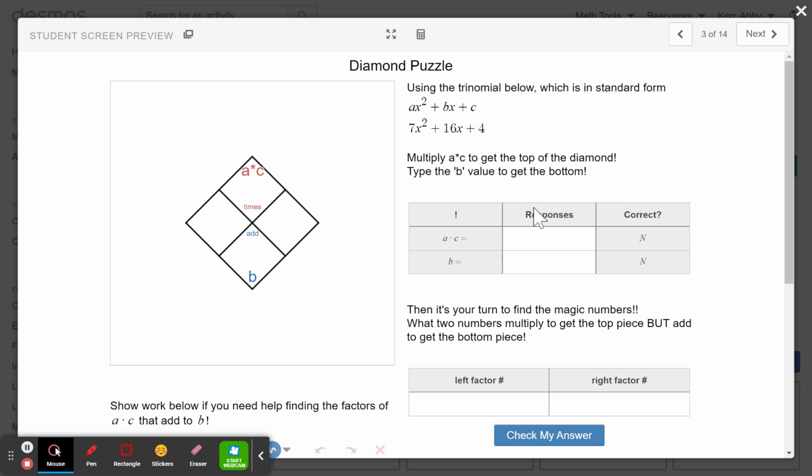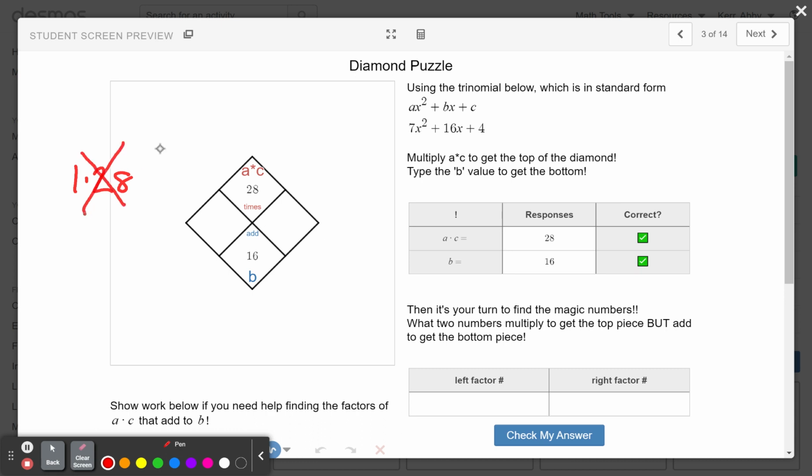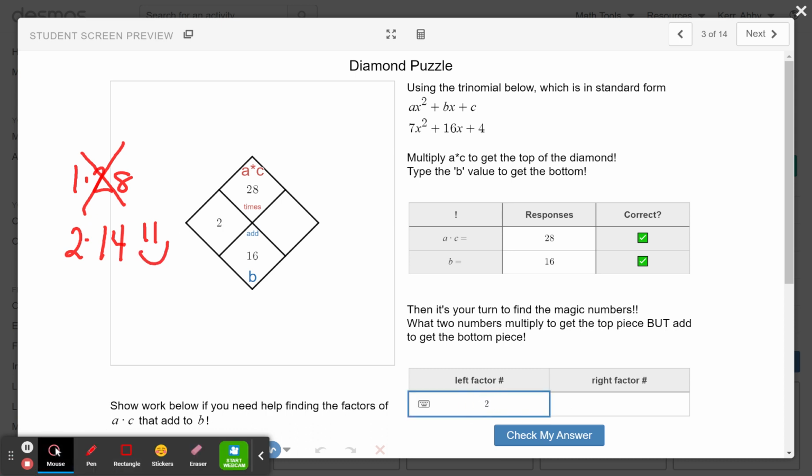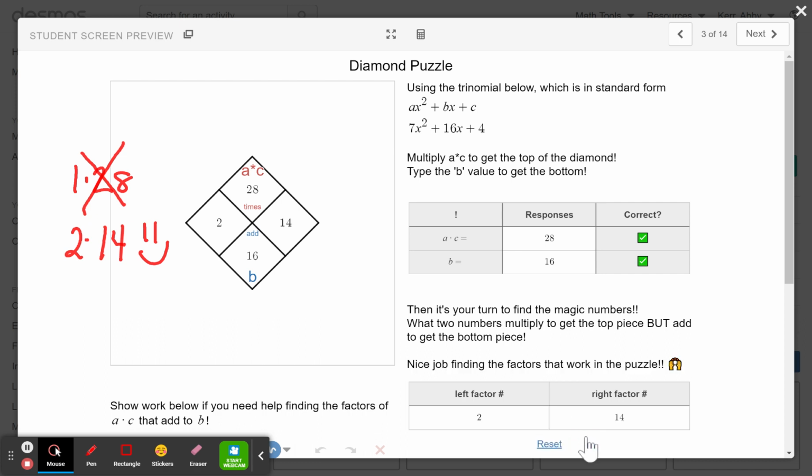Here, 7 times 4 is 28. Our B value is 16. So let's do 1 times 28. 1 times 28 gets me 28, but it adds to get me 29. What about 2 times 14? 2 times 14 gets me 28. Yes, this adds to 16. So 2 and 14 are going to be my left and right factors.